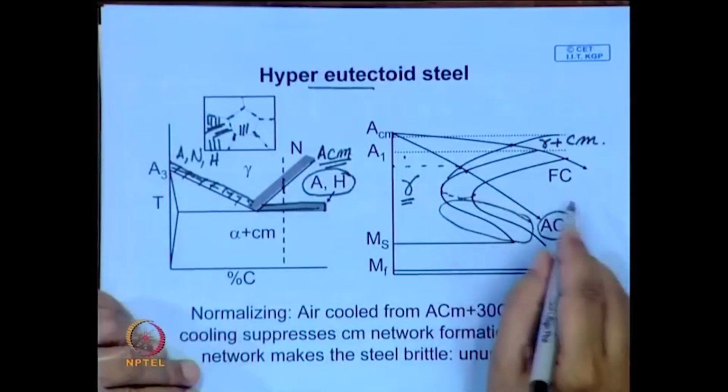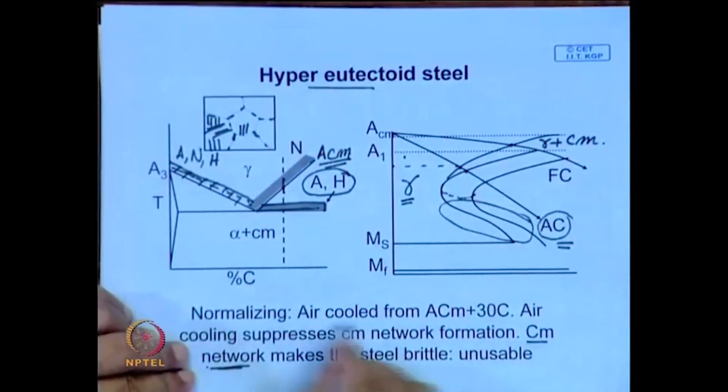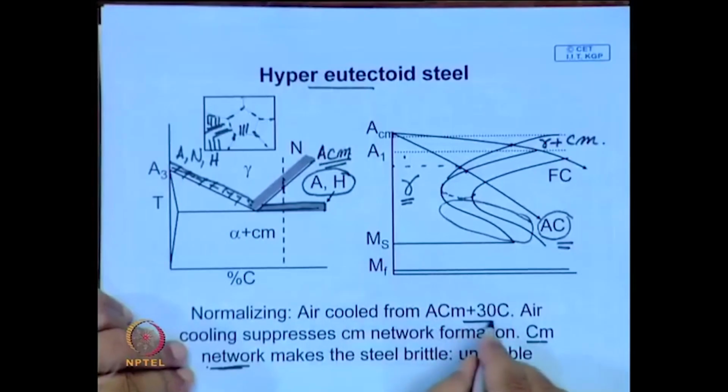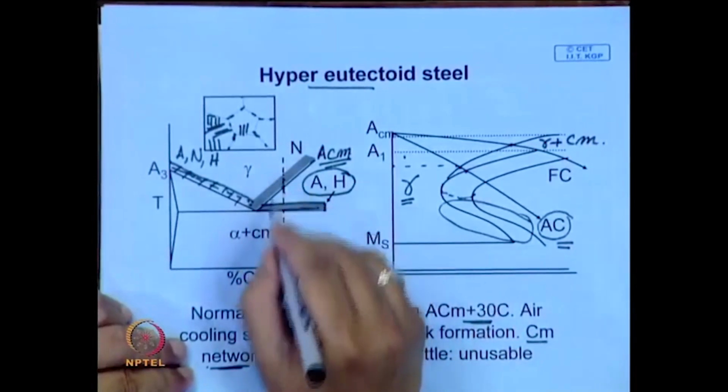Now, the main aim is to suppress cementite network formation, because the cementite network develops along the austenite boundary. This makes the steel brittle and unusable. Therefore, for normalizing you heat it just around 30 to 40 degrees centigrade above this.